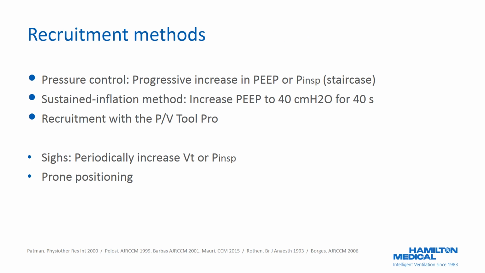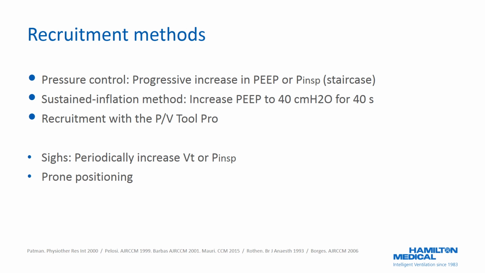There have been several methods described for performing a recruitment maneuver. The most commonly used are the sustained inflation and pressure-controlled methods. SIEs are a frequent increase in tidal volume or peak airway pressure, usually for only one breath, to re-aerate collapsed lung areas. However, there is no benefit over time and no tailored PEEP strategy to avoid recurrent collapse.